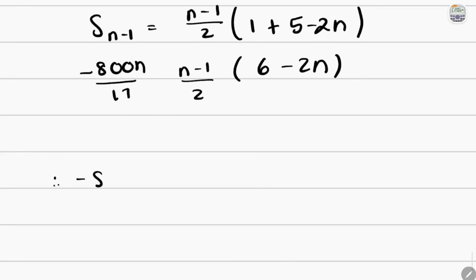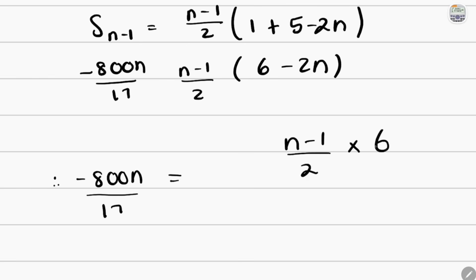So negative 800n over 17 is equal to, and when we distribute, this is what we're going to get. You're multiplying by a 6. Because 6 is in the numerator, it has a natural denominator of 1. So 6 and 2 have 2 in common. So 2 divided by 2 is 1, 6 divided by 2 is 3. And so you're really just saying n minus 1 times 3. So the 3 can multiply by the n and the negative 1, giving us 3n minus 3. Okay, and that's what we get there.